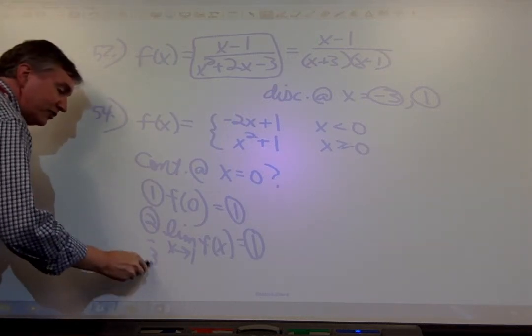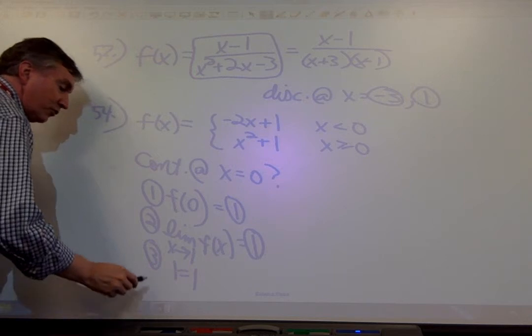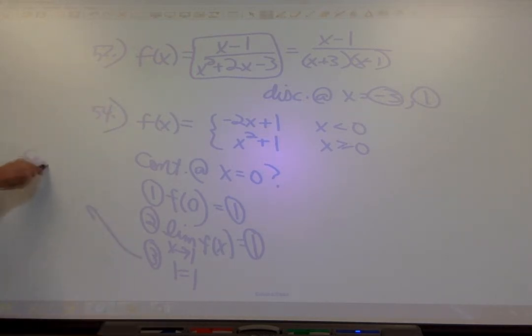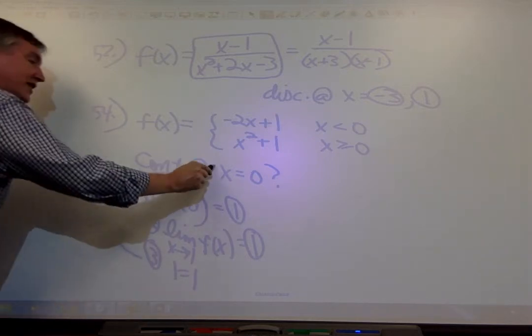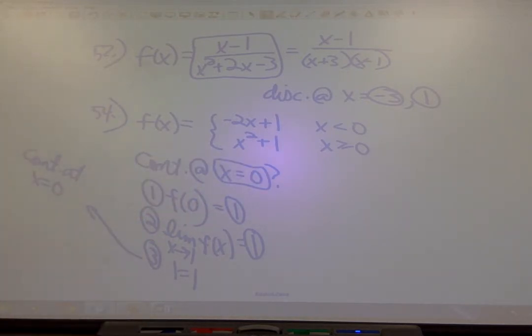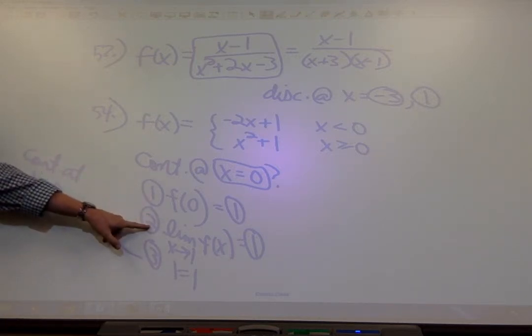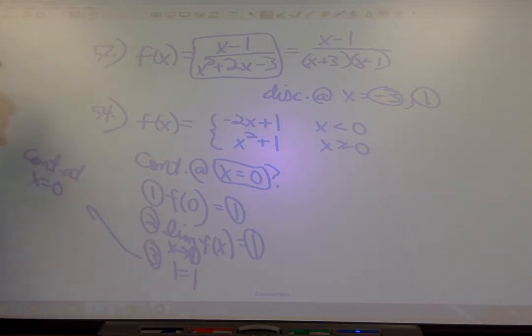So what do you say about step 3? 1 equals 1, so what do I say? Continuous at, where we tested, continuous at x equals 0. And everywhere, in fact, you're right. But we were just testing for that one x value that we were concerned about, where it's split. If these were not equal, I would have to say, not continuous, discontinuous. That's not too hard, is it? It's 3 conditions. Boom, boom, boom. What's f of 0? What's the limit as you approach 0? Excuse me. And are they equal?